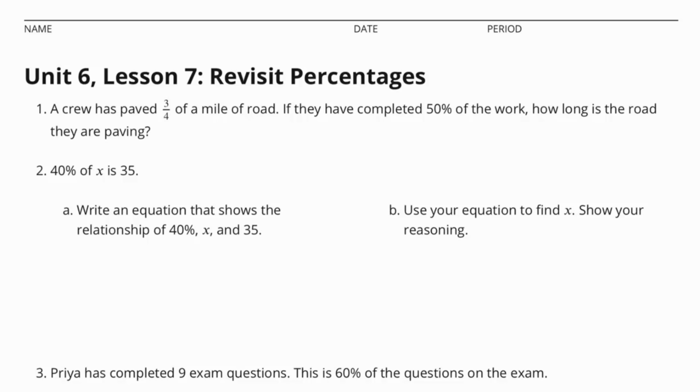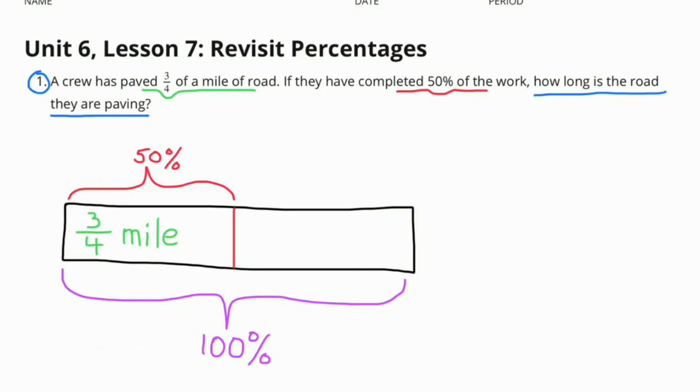Unit 6, Lesson 7, Revisit percentages. Number 1. A crew has paved 3/4 of a mile of road. If they have completed 50% of the work, how long is the road they are paving?